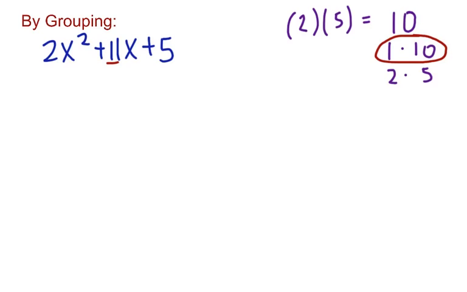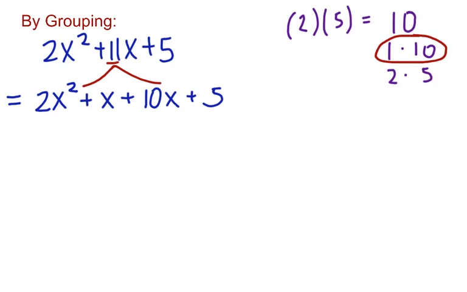So when we're working this by grouping, the second line will look like just a rewrite of the middle term. I'm going to take that 11x and rewrite it as 1x plus 10x. So that's our second line, really just rewriting that middle term. Now I'm going to create two groups of 2, hence the name factoring by grouping. I have a first group, which is 2x squared plus x. I have a second group, which is 10x plus 5.